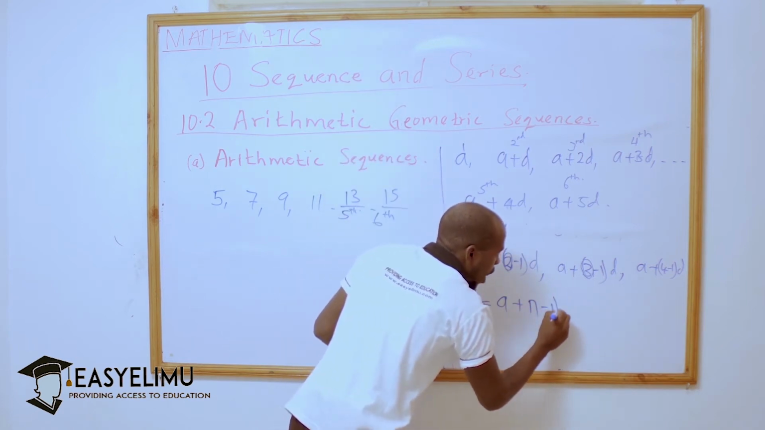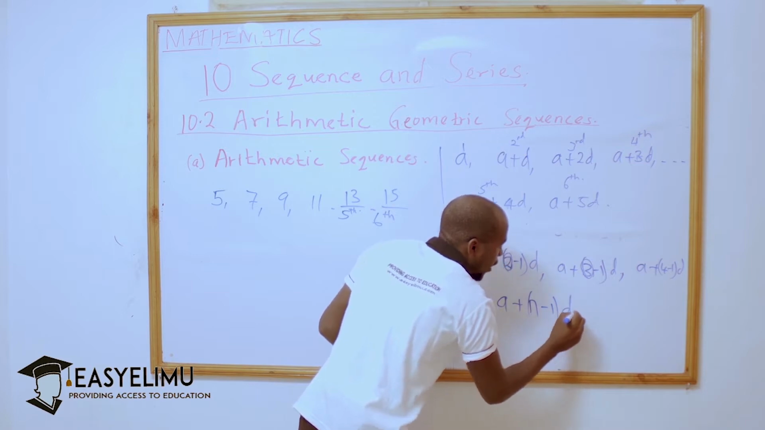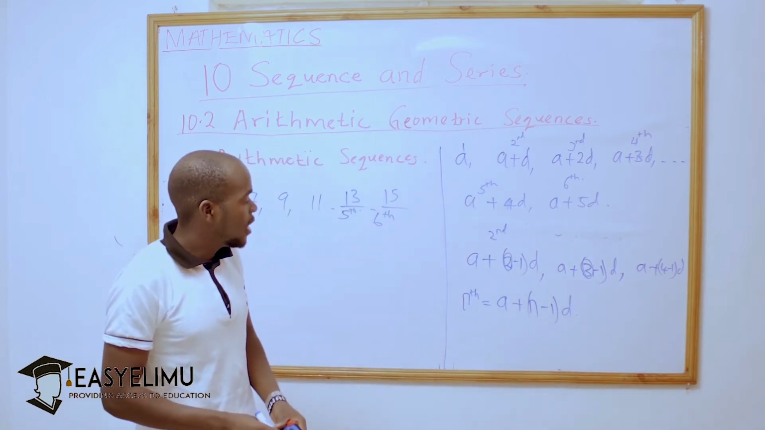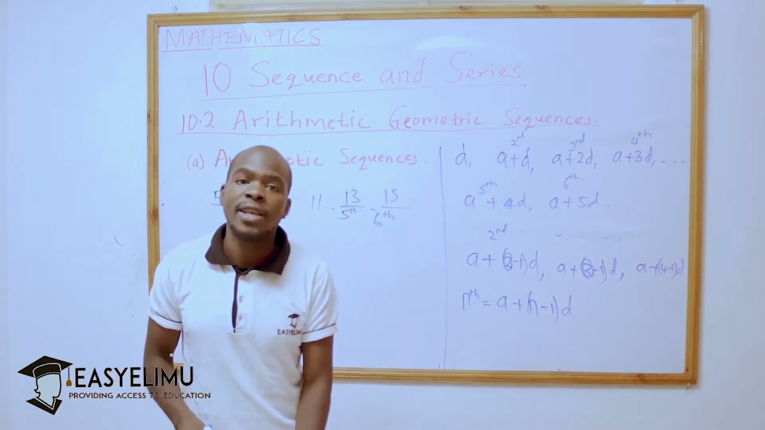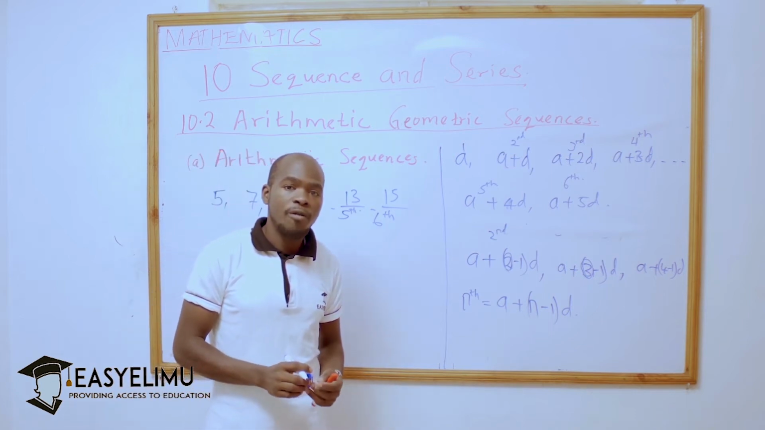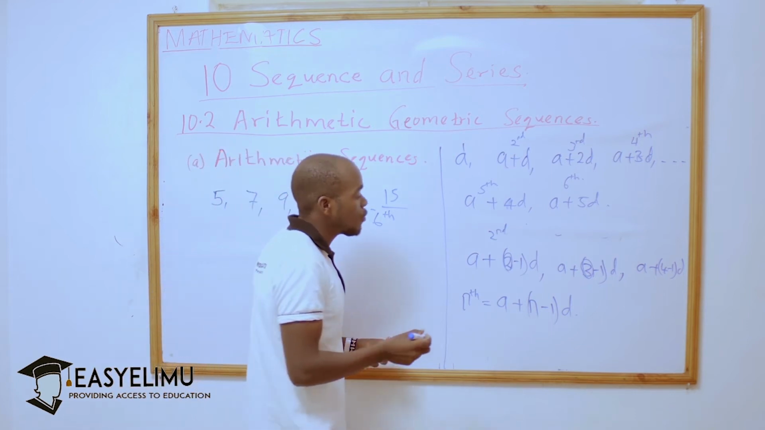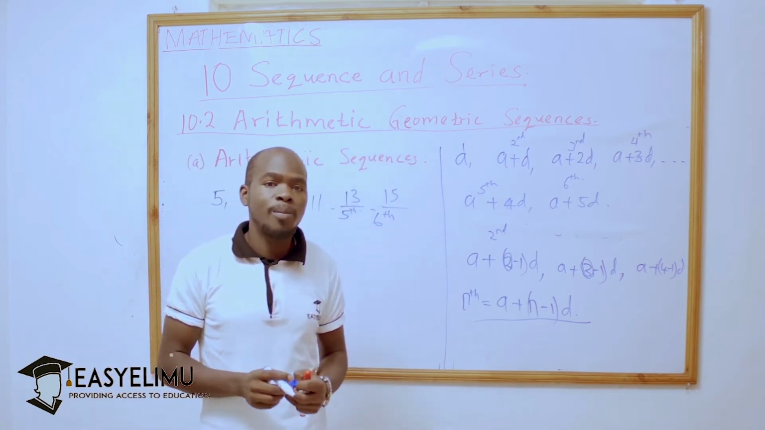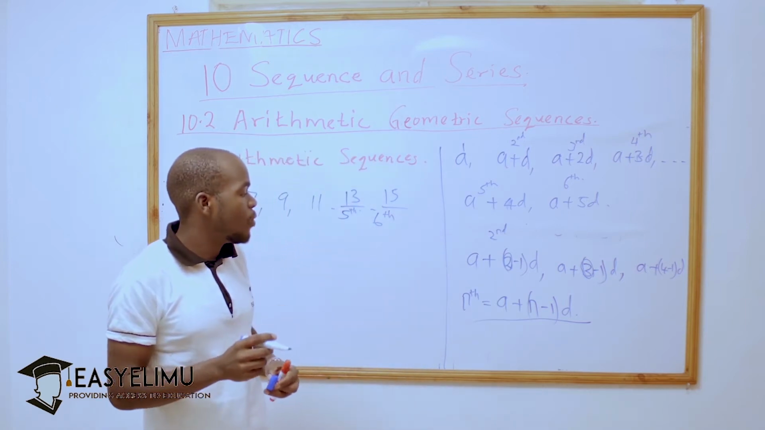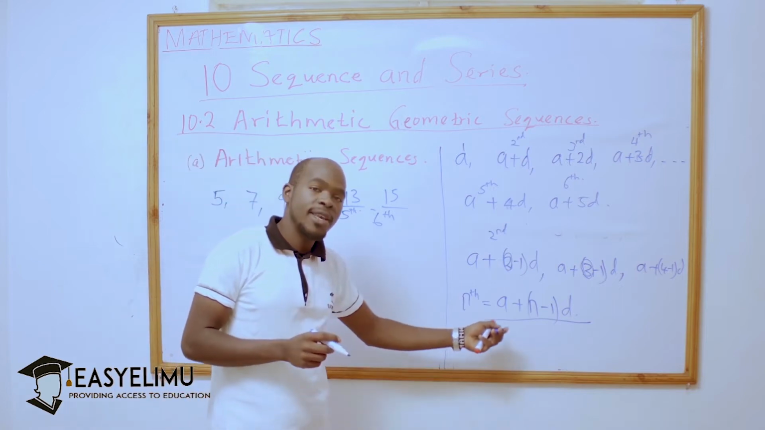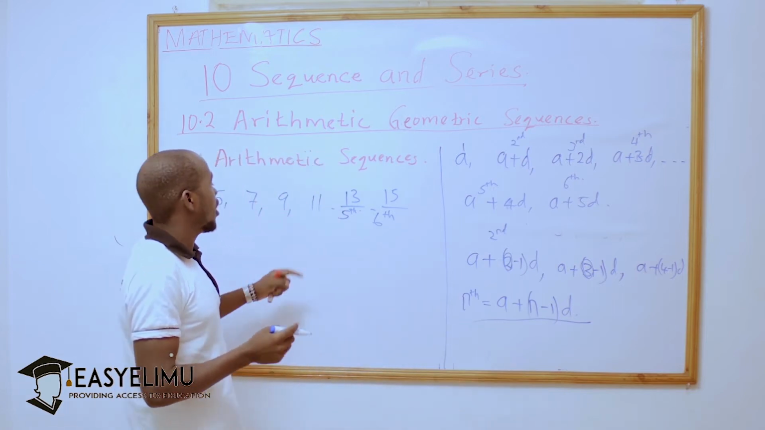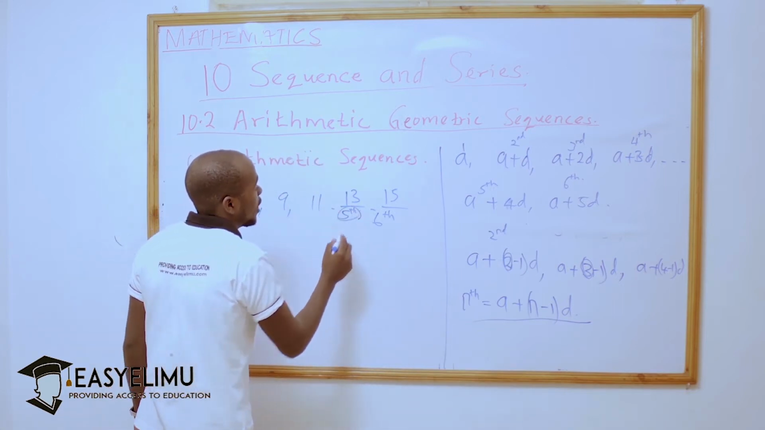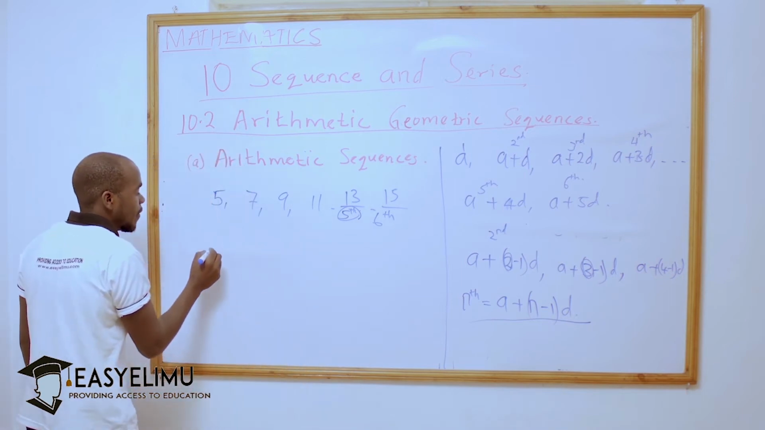Then we subtract 1 and we multiply by a common difference. This is what we refer to as the arithmetic sequence formula. So in case you want to find any term in an arithmetic sequence pattern, then that term will be guided by this formula.